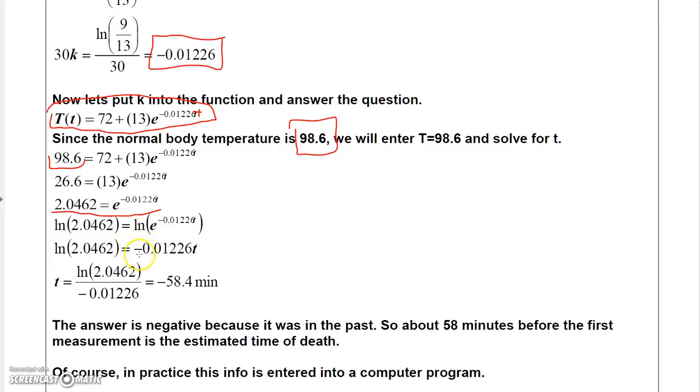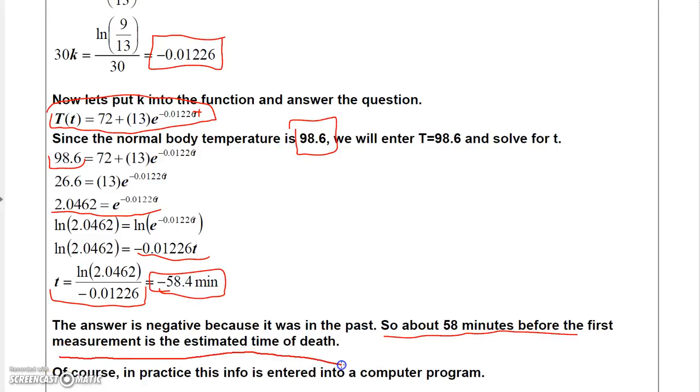And so here I just get the exponent, 0.01226t equals this log, and then divide this exponent into this log, that negative 0.01226 into that log, and I get negative 58.4 minutes. Now, the answer is negative because it's in the past. So basically, we've determined that about 58 minutes before the first measurement was taken is the estimated time of death. So there you have it.